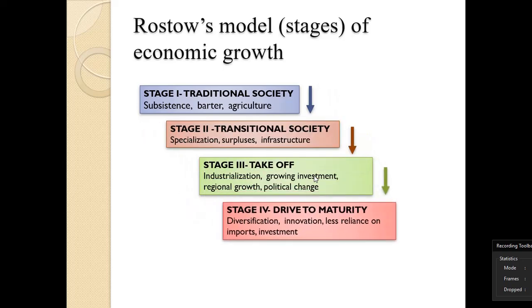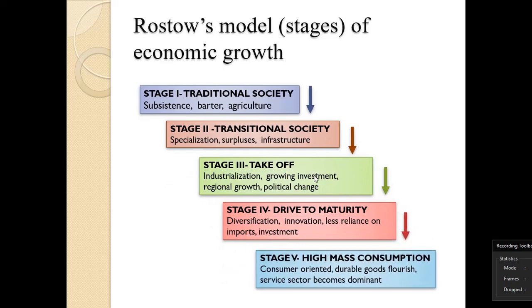And this itself leads to a stage of drive to maturity, which is characterized by diversification, for instance, in terms of sectors or production of different kinds of goods and services. It's characterized by innovation, of course, championed by the entrepreneurial skills that we've just talked about, that would lead to people reinvesting, people behaving positively towards economic growth, then reliance on imports, and of course, investment. Then this would drive the society towards consumer-oriented and durable goods that would flourish such an economy, meaning that the society can now do all these others, but then it has so much to do.